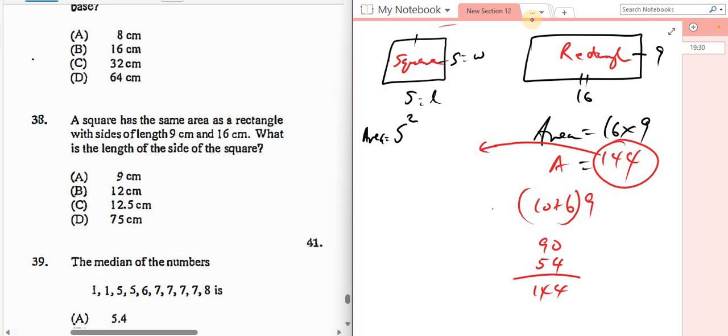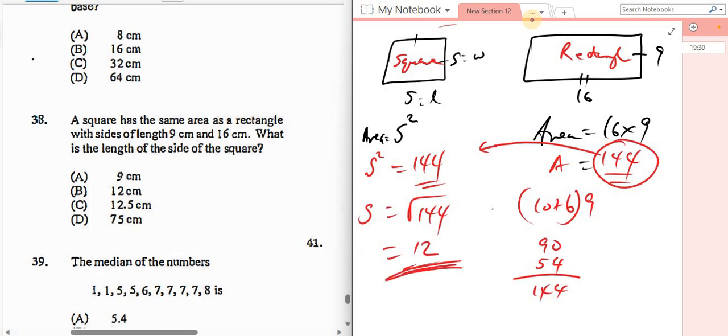And the area of a square is S squared, right? So that means S squared is equal to 144, because that's the area of a square. And we're told that both areas are the same, 144 and 144, for the rectangle and square. So to find one side, you take the square root of 144. And what do you get? 12. And that's the last one, 38.